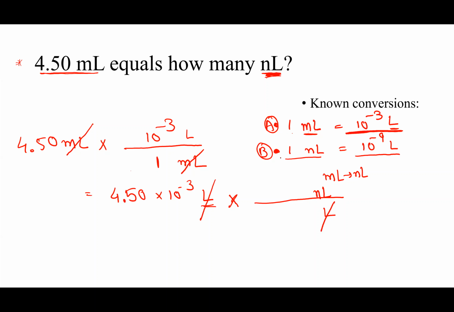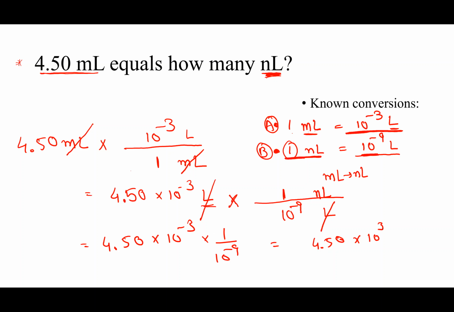If we do that, let's look at the numbers in front of nanoliter. The number we have in front of nanoliter is 1. The number we have in front of liter is 10 to the power of minus 9. All right, so when you do the math using this number, 4.50 times 10 to the power of minus 3 multiplied by 1 over 10 to the minus 9, you will get your answer, which is going to be 4.50 times 10 to the power of 6.